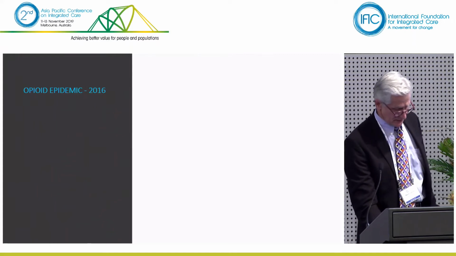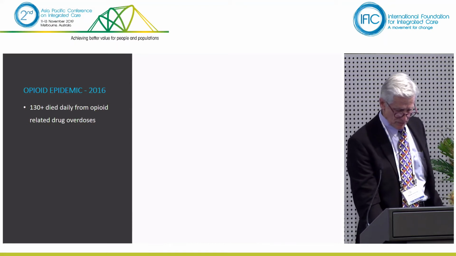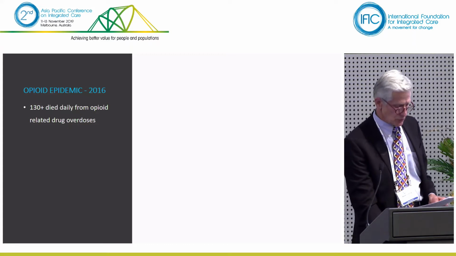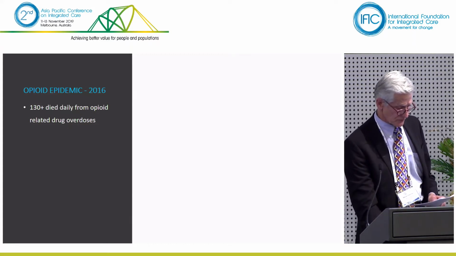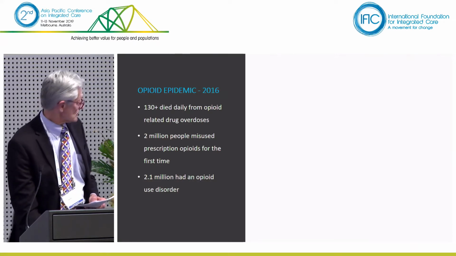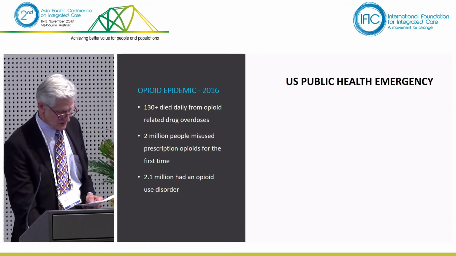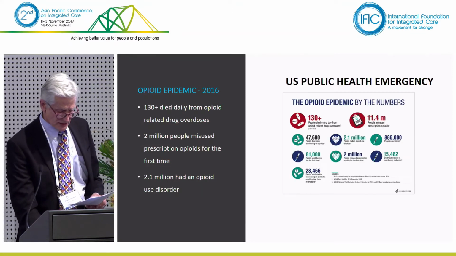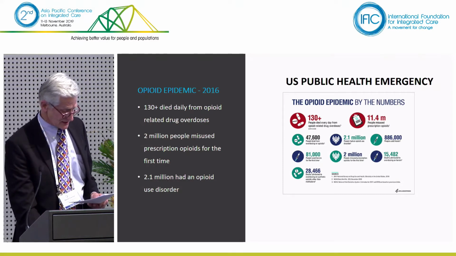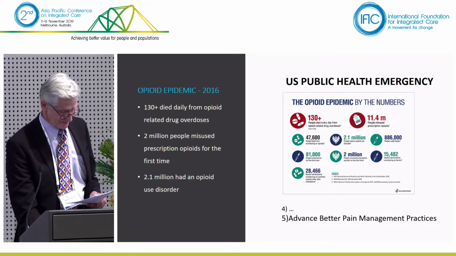There's an opioid epidemic in the United States. In 2016, more than 130 people in the U.S. died every day after overdosing on opioids. 2 million misused opioid prescriptions for the first time, and over 2 million had an opioid use disorder. In 2017, a public health emergency was declared, and a 5-point strategy was implemented to combat these staggering statistics, and the fifth of these 5 was better pain management practices.